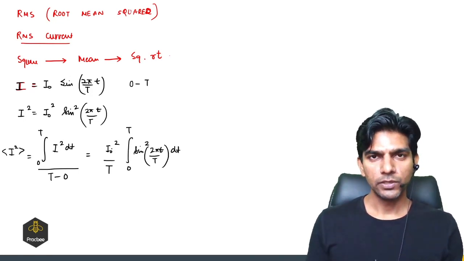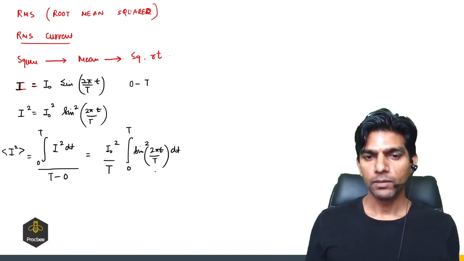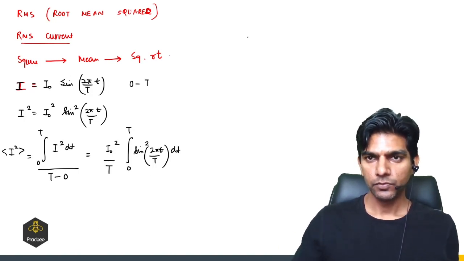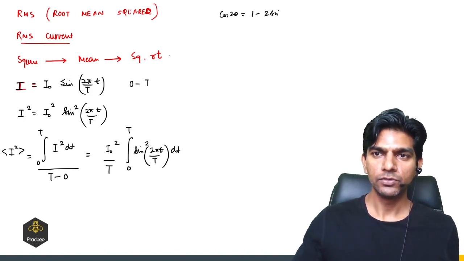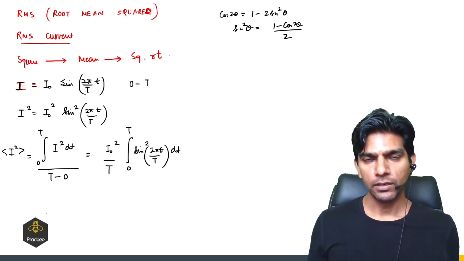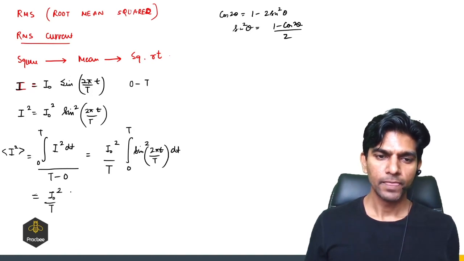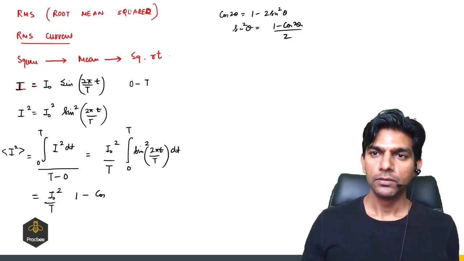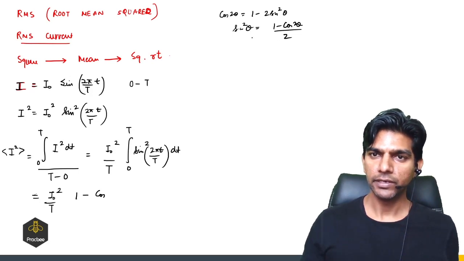Now how to solve sine square integration? So we can convert sine square into, you can say, cos, right? So we know that cos 2 theta is 1 minus 2 sine square theta. So sine square theta can be written as 1 minus cos 2 theta by 2. So we can use this identity to solve this integration. So this can be written as I naught square by T, and this can be written as 1 minus cos 2 theta, right? So here we have sine square theta, so we can write it will be cos 2 theta.